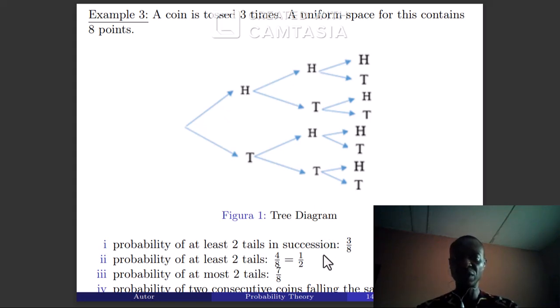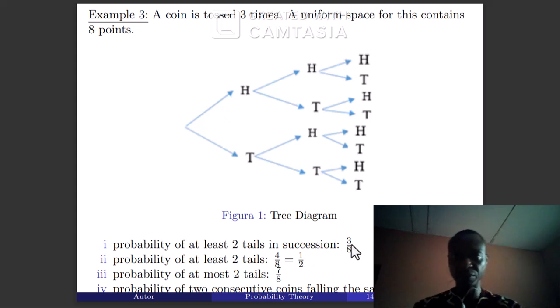Okay, 2 tails in succession. The first one, there are at least 2 tails, 4/8. This is it, 2 tails, at least 2 tails. This is 1, 2, 3, and the last one, tail. Because it's a minimum, this is more than 2. It is at least 2, it can be 2 or more. So we have 4/8, which finally gives us 1/2.